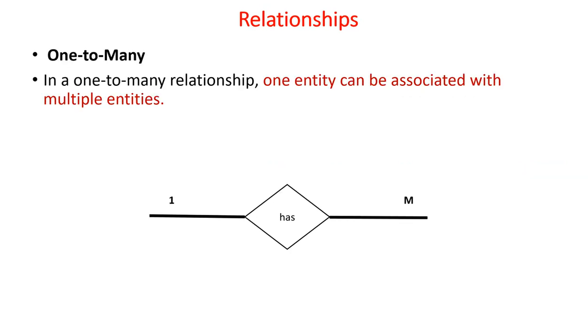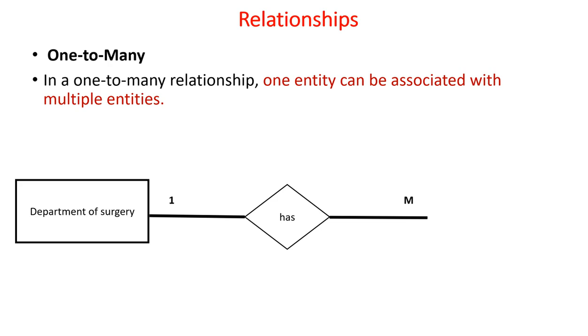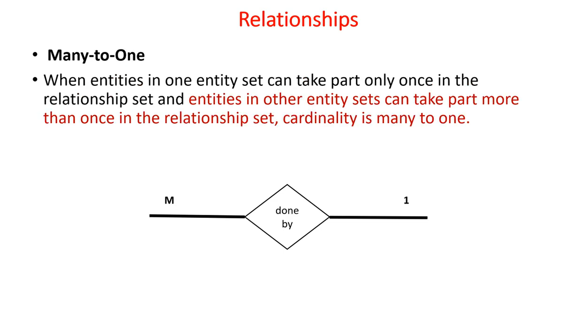Second is one to many. So there are entities where one entity can be associated with multiple entities. So many entities. So for example, one department, say surgery, it is a department, has many doctors. So you can say one department has many doctors. So this can be called a one to many relationship.